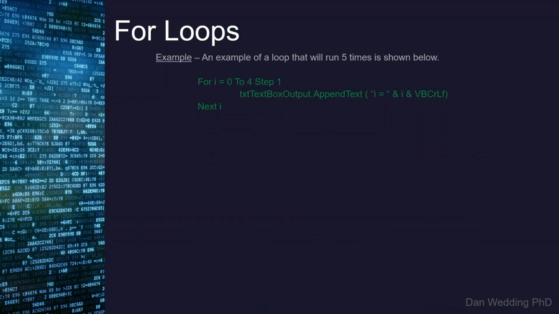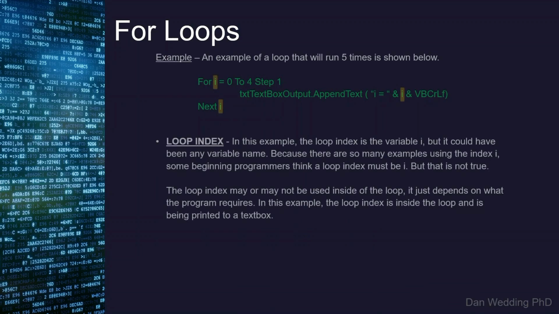An example of a for loop that runs 5 times is shown below. In this example, the loop index is the variable I, but it could have been any variable name. Because there are so many examples using the index I, some beginning programmers think a loop index must be I, but that is not true. The loop index may or may not be used inside the loop. It just depends on what the program requires. In this example, the loop index is inside of the loop and is being printed to a text box.